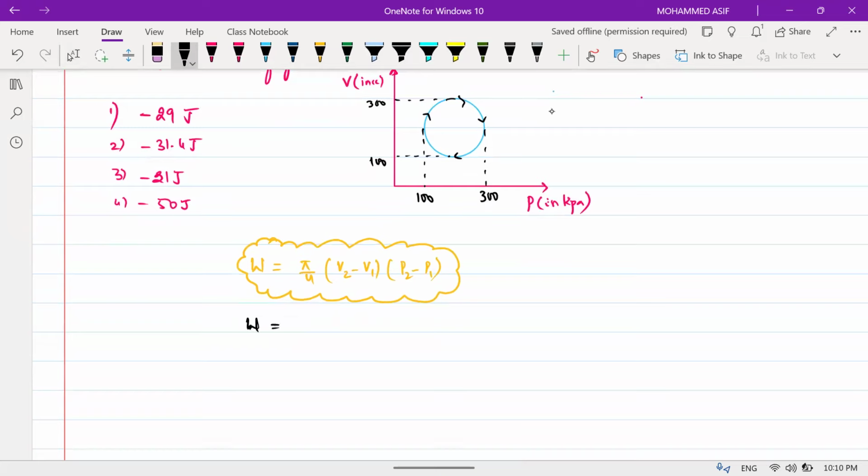W is equal to pi by 4 into V2, what is the value of V2, beta? 300 in cc, that is 300 into 10 power minus 6, minus this is 100 into 10 power minus 6, the initial volume. See the graph. Into P2. P2 is 300 kilopascals, so 10 power 3, minus this one is 100 into 10 power 3. This one is also from the graph. So how much does this come to now? W is equal to how much? Check how much is coming.